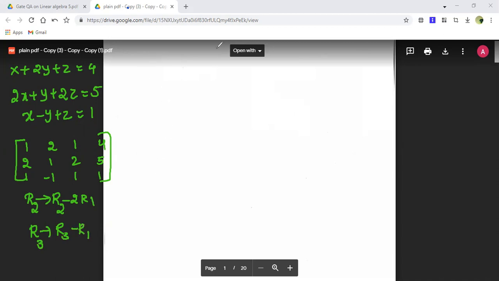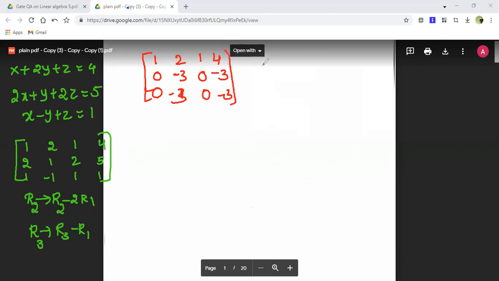So by doing this row transformation, here we will be getting 1 2 1 4, and this is 0, minus 3, 0, minus 3. Here it is 1 minus 4, that is minus 3, and here it is 2 minus 2, that is again 0. Then here it is 5 minus 8, that is minus 3 again. And similarly for R3 minus R1 it is simple: here you will be getting 0, minus 1 minus 2 is minus 3, I'm sorry. So it is 1 minus 1, that is 0 here, and again 1 minus 4 is minus 3 here.